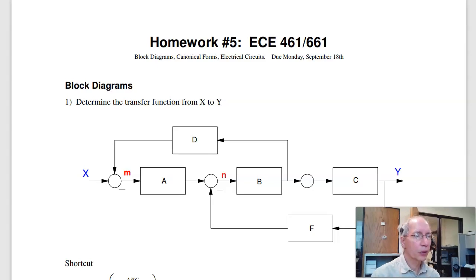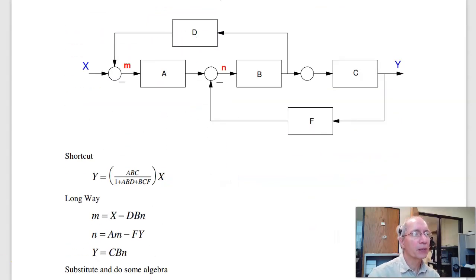Here are solutions to homework set number 5 for ECE 461-661. The first problem is block diagrams. Given this block diagram, find the transfer function from x to y.